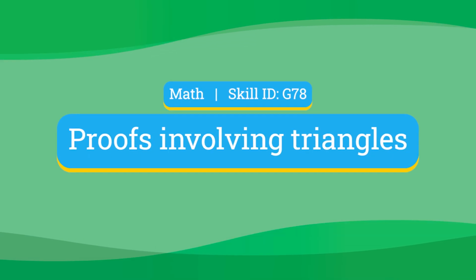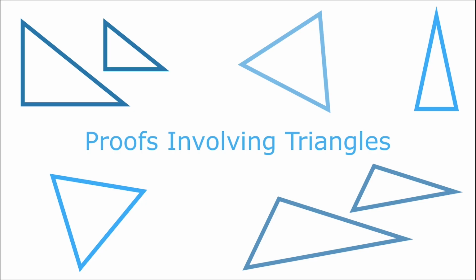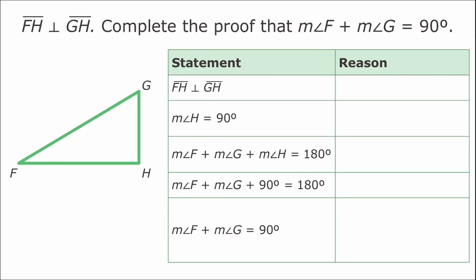Let's go over some proofs involving triangles. Here's our first example. FH is perpendicular to GH. Complete the proof that the measure of angle F plus the measure of angle G is equal to 90 degrees. This is a two-column proof, where the statements go on the left and the reason each statement is true goes on the right. This time, we'll just fill in the reasons.